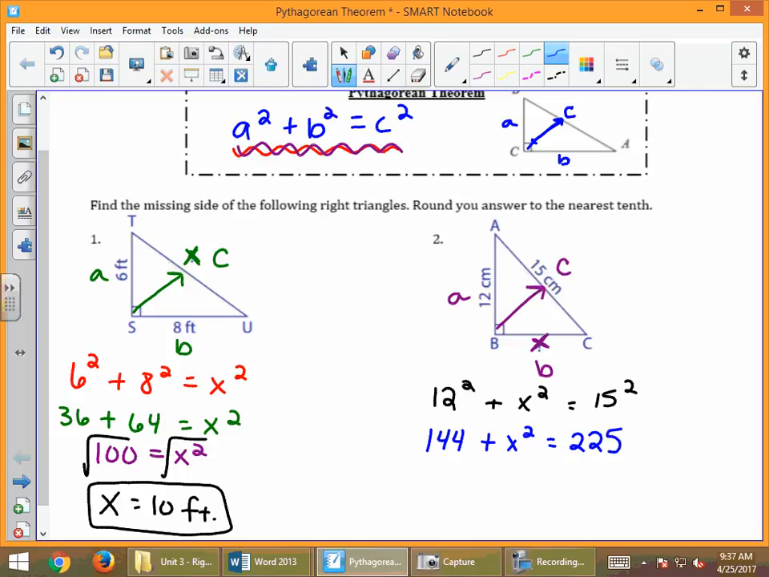This is a little different from number 1 because our X, our missing side, was our C. So we just kind of combined like terms and simplified it down this way, that way.